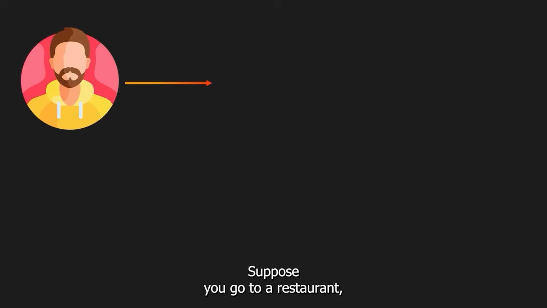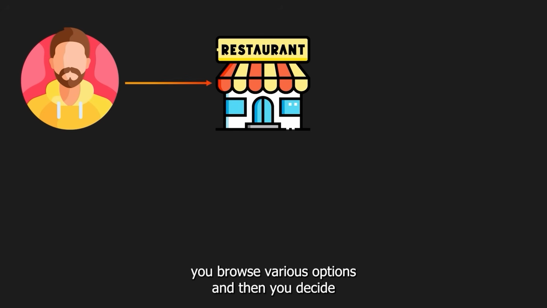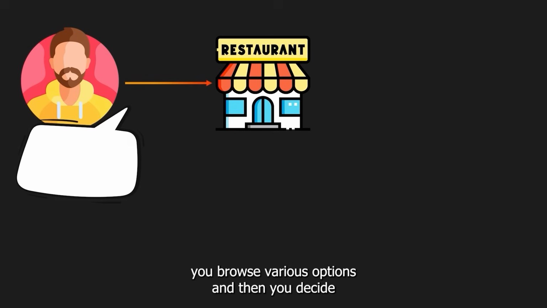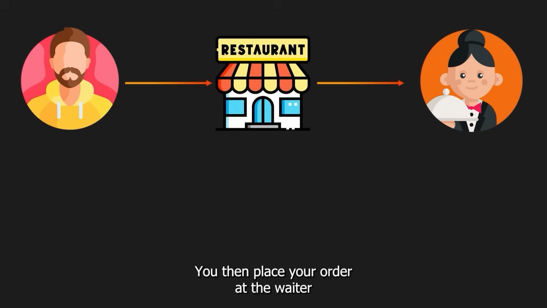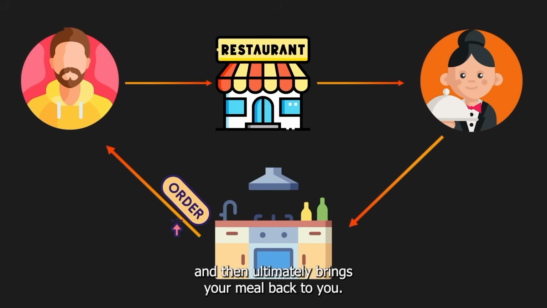Suppose you go to a restaurant, you take a look at the menu, you browse various options, and then you decide perhaps you want burger and fries. You then place your order with the waiter, who notes it down, relays it to the kitchen, and then ultimately brings your meal back to you.